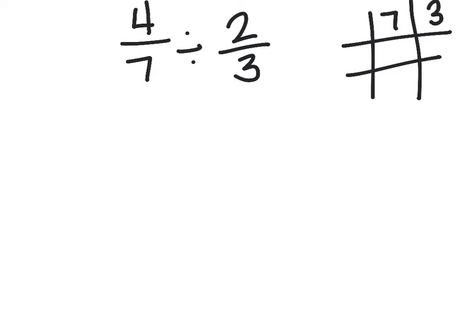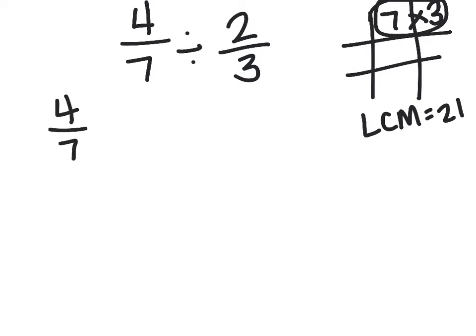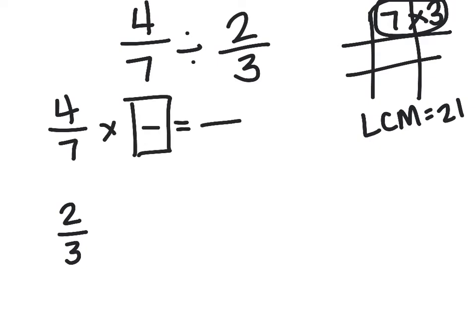I know that 7 and 3 don't share any factors but 1, so now I'm just going to multiply 7 times 3 to get the LCM. So the LCM equals 21, and that's what my new denominator is going to be. So I want to know, how do I change 4/7 and 2/3 into fractions over 21? So I'm going to use a giant 1 and say, what times 7 gives me 21? And I know that 7 times 3 is 21, so I'm going to use a giant 1 of 3 over 3. 4 times 3 is 12. So this means that 4/7 is equivalent to 12 over 21.